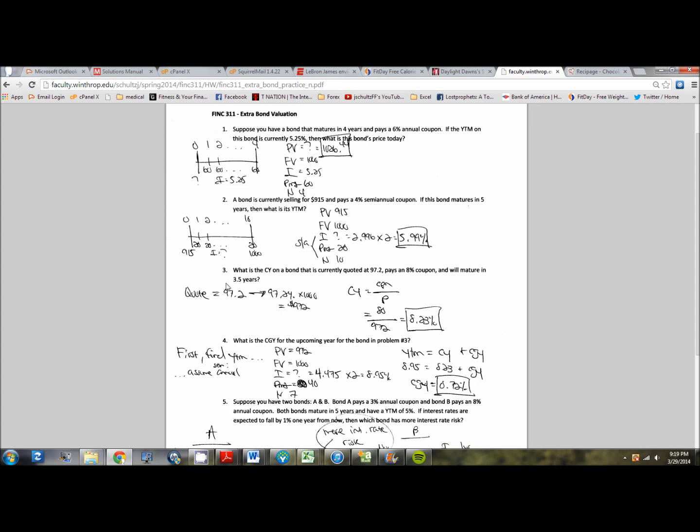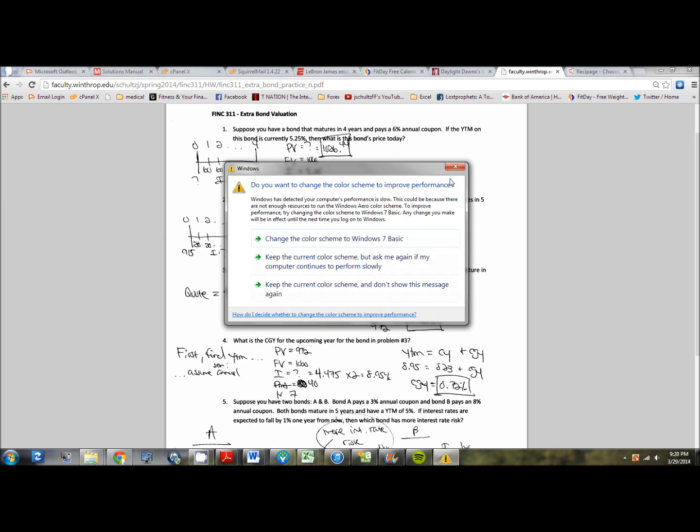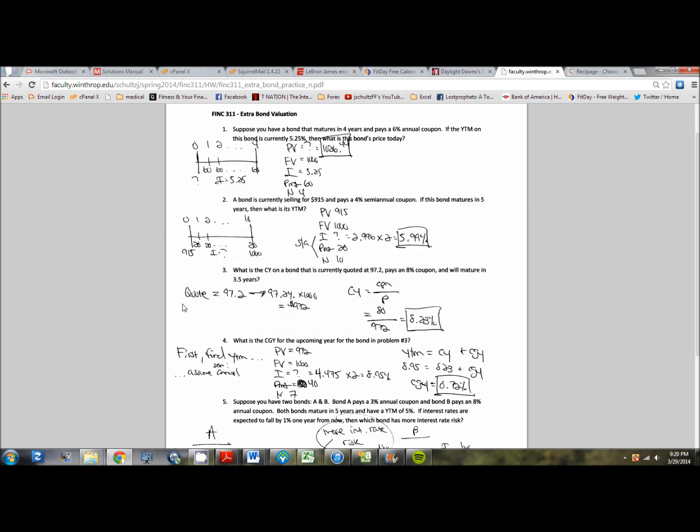So, number 3, what is the CY, that is current yield? What is the current yield on a bond that is currently quoted at 97.2, pays an 8% coupon, and will mature in 3.5 years? Okay, so a quote of 97.2 is to be interpreted as 97.2% of par. So you take 97.2% times 1,000 equals $972. Alright, we press on. So 97.2% of 1,000 is $972.